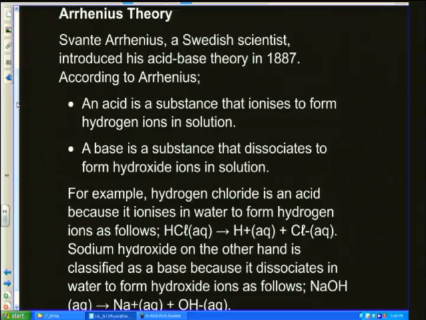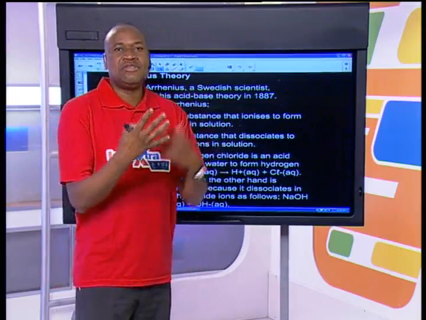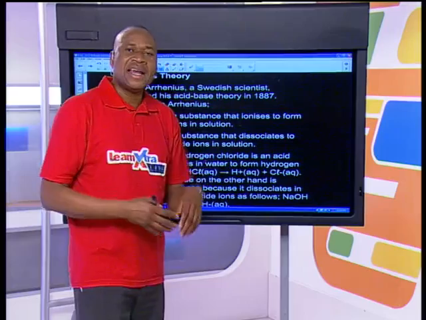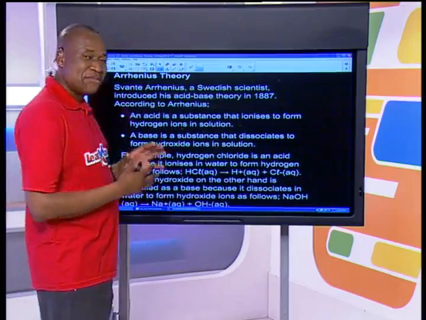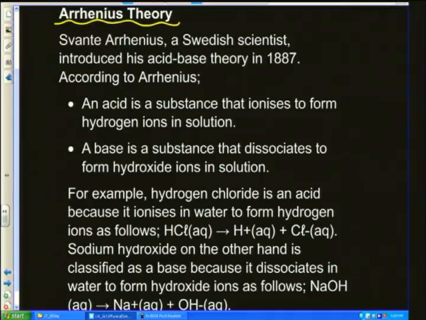Now, coming deeper into the microscopic science, where we get deeper into how acids would behave and how bases would behave, we come up with these theories. One very important theory is the Arrhenius theory on acids and bases. Arrhenius was a Swedish scientist, and he introduced his acid-base theory in the year 1887. That's quite some time back. It's over a century ago.